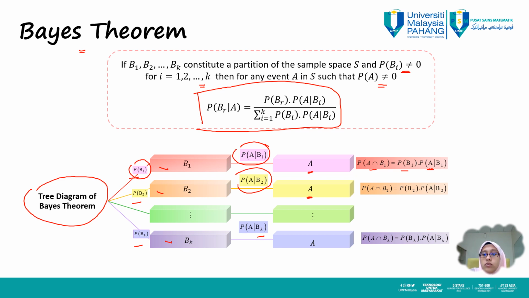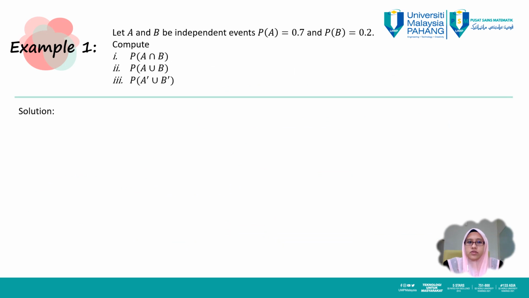So now we are going to find the inverse. Let's say P(B1 given A). So how to find this one? We can find it by using this theorem. Okay, so let's try an example here.